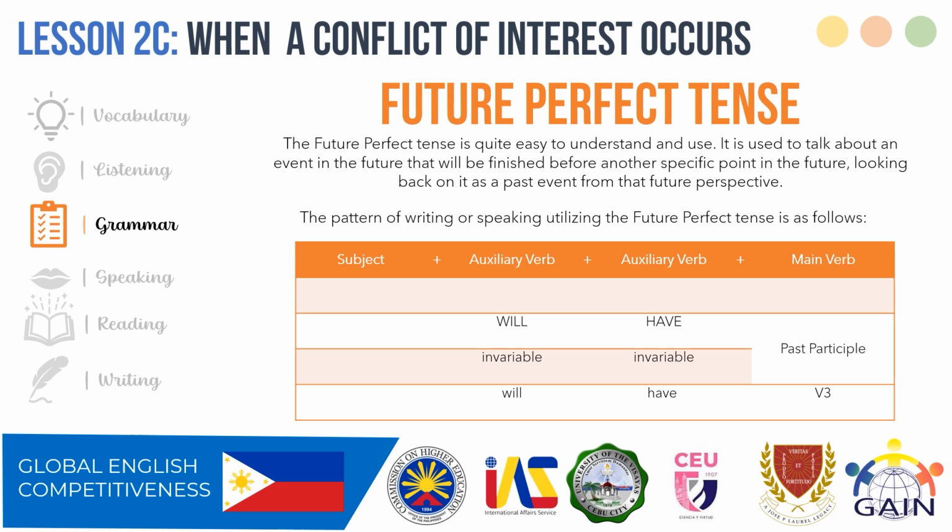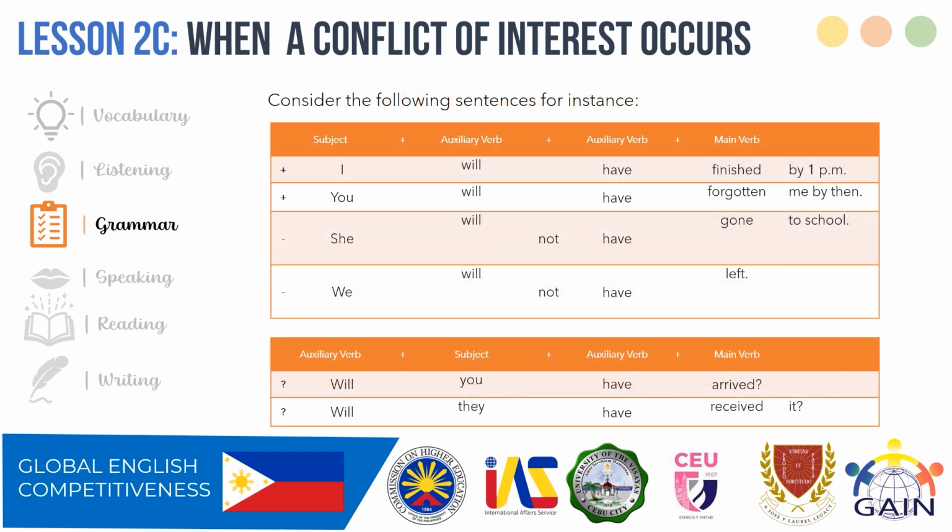The pattern of writing or speaking utilizing the future perfect tense is as follows. We have here the auxiliary verb will plus another auxiliary verb have plus the past participle of the verb, or sometimes we call it V3. Take a look at these examples. We have two examples for the affirmative sentences. We have two examples for sentences that express negation. And we have also two examples of questions.